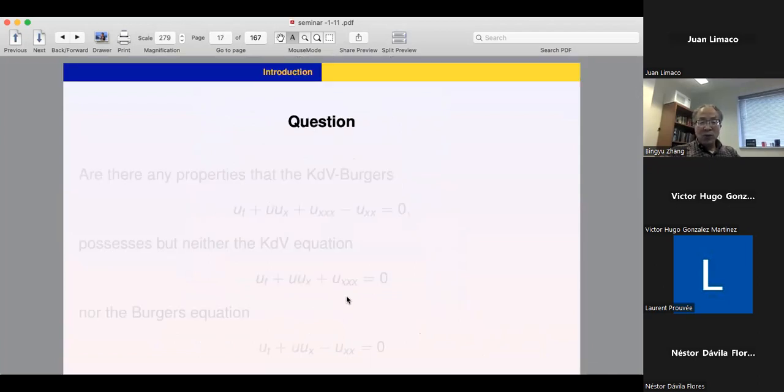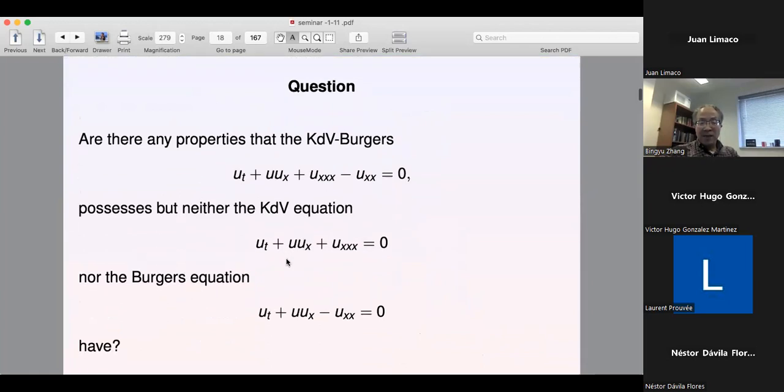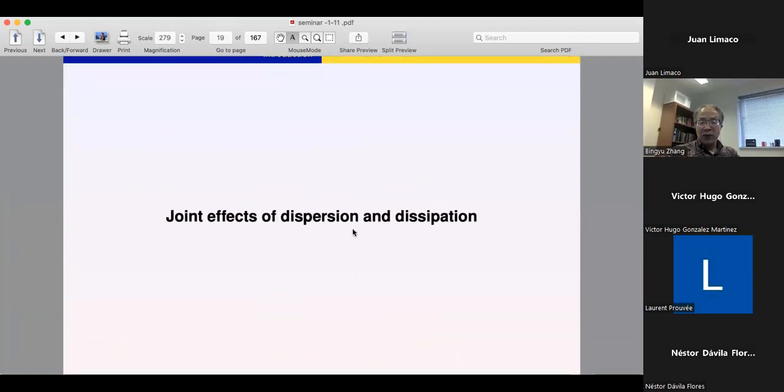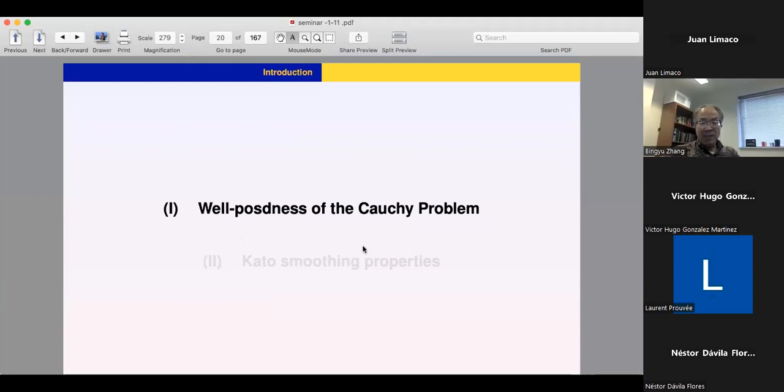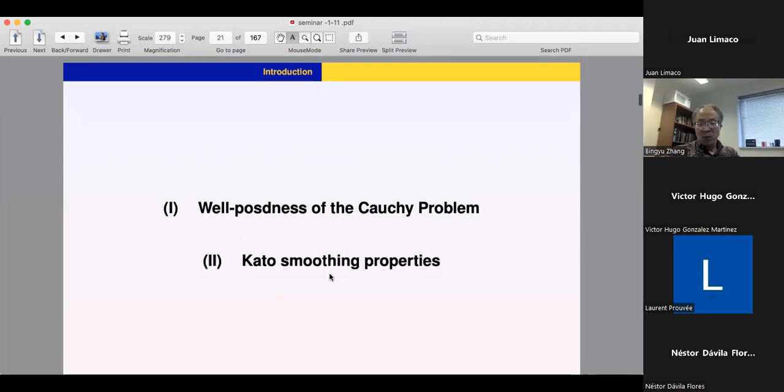The question we're interested in here is: are there any properties that the KdV-Burgers equation possesses, but neither the KdV equation nor the Burgers equation have? If such a property can be found, it certainly is due to the joint effects of dispersion and dissipation. We are going to look at this issue from two aspects of the equation. One is well-posedness of the Cauchy problem. Another one is Kato smoothing properties.